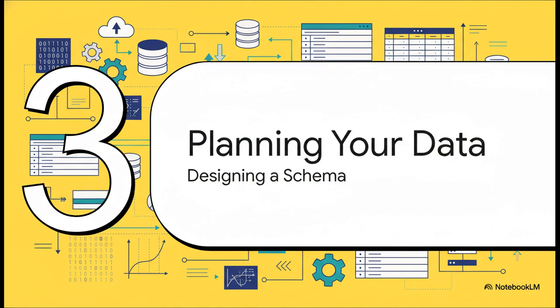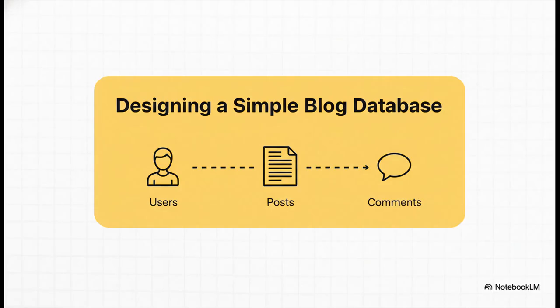Okay, enough theory. Let's get our hands dirty. Now we're going to actually plan out our data structure. This blueprint for the data is called a schema. And to make this feel real, let's design the database for a simple blog. It's a classic example, but it's perfect because it really shows off the differences in how you'd approach this. Our app needs to handle users, their blog posts, and comments on those posts.